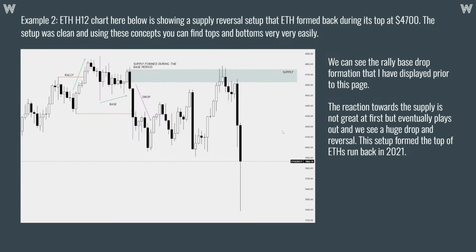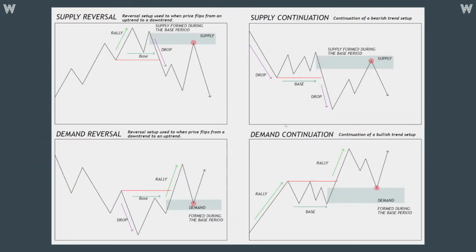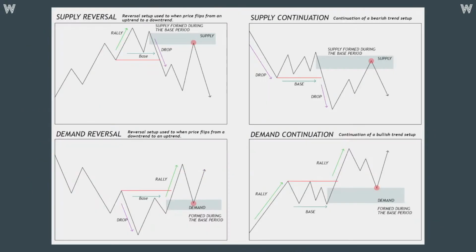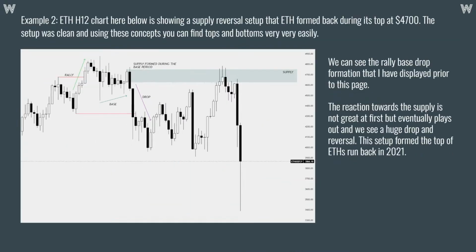So we're looking at a supply reversal, and if you remember, this is the supply reversal: rally, base, drop, right? So rally, then we have the base, and then we have the drop. It's the up candle that causes the drop. So we can see in this case, we have the rally higher, then we have this base period, and then we have the drop that breaks structure to the downside.